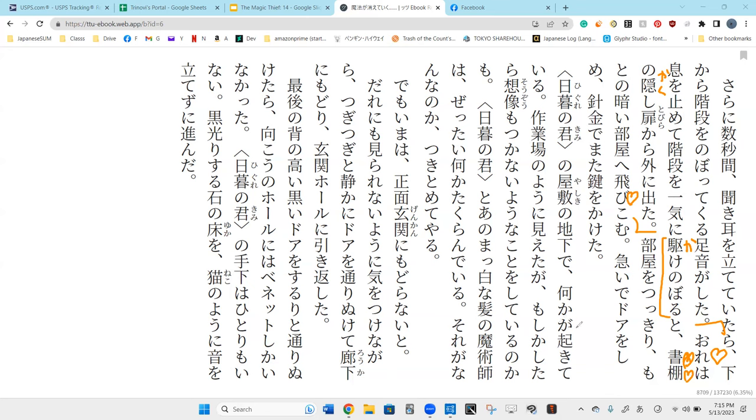Okay. So our first clause is ore wa iki o tomete. Right there with te showing the end of a clause. I stop my breath. And kaidan o ikki ni kake noboru. I rush up. I rush.